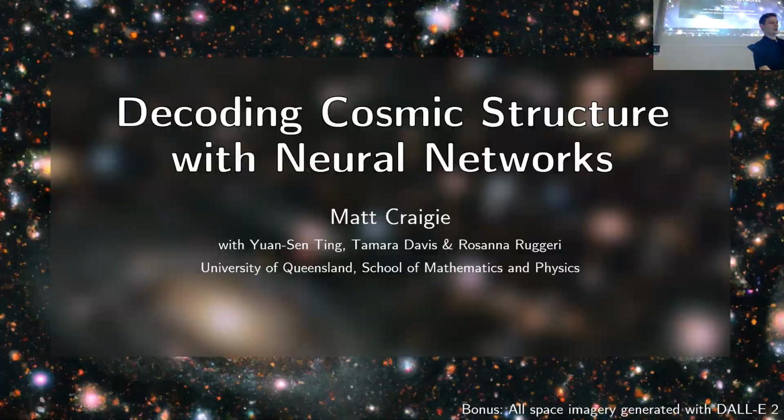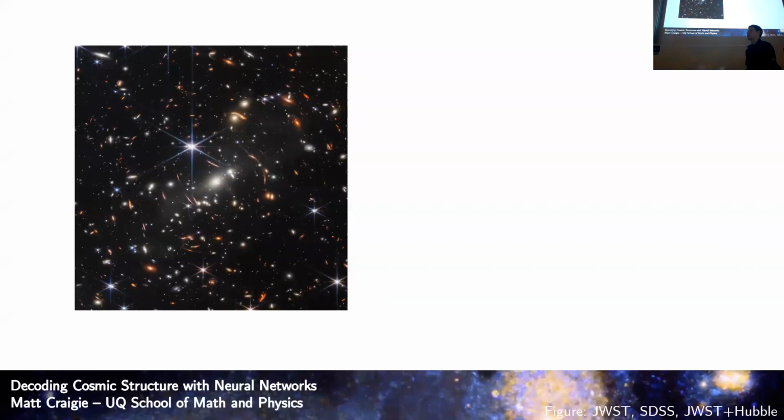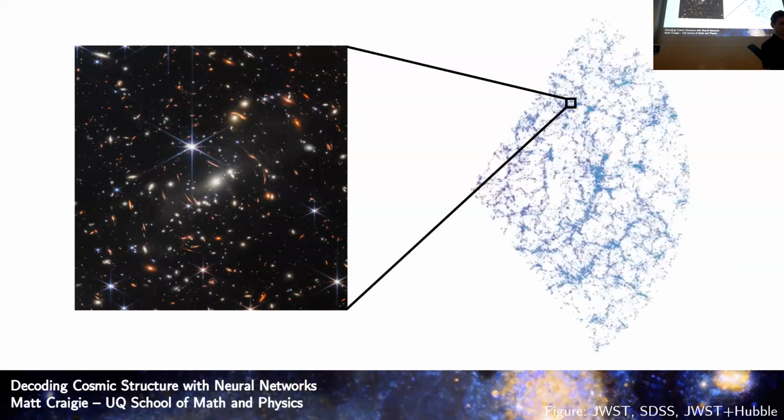So cosmic structure. When I say cosmic structure, your thoughts might go to something like this. This is an image from the James Webb Space Telescope, from this year. It's a really pretty image. It's got stars in the foreground and some galaxies in the background, and the galaxies are what I'm most interested in. There's some interesting lensing going on as well. That's cool physics, but not what I'm into today. I'm more interested in the actual positions of the galaxies.